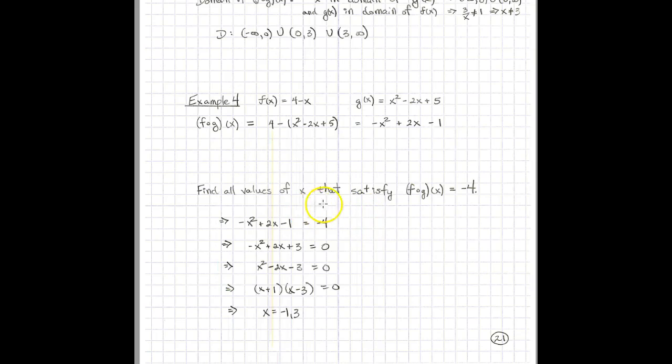Then I want to find all values of x that satisfy f of g of x equals minus 4. So here's f of g of x, it equals minus 4. That means I can have a quadratic equation to solve, right? Add 4 to both sides. Minus x squared plus 2x plus 3 equals 0. Usually we like to have the coefficient in front of x squared be positive, so when I try to factor, it's easier to think about. So you can multiply through by minus 1 to get x squared minus 2x minus 3 equals 0. That's easily factored into x plus 1 times x minus 3. So x is equal to minus 1 or 3.